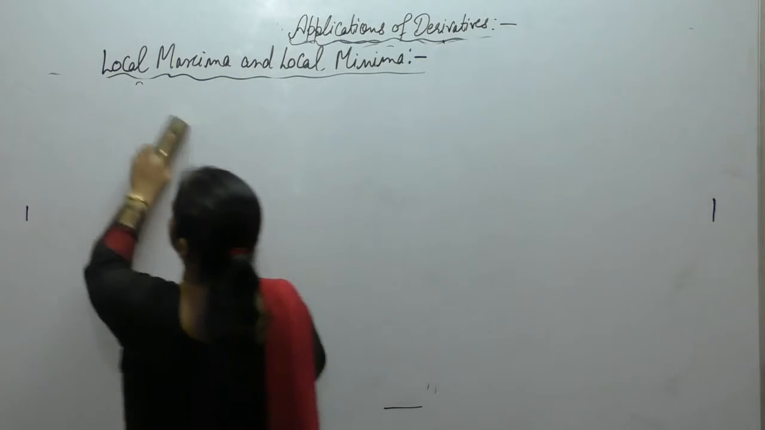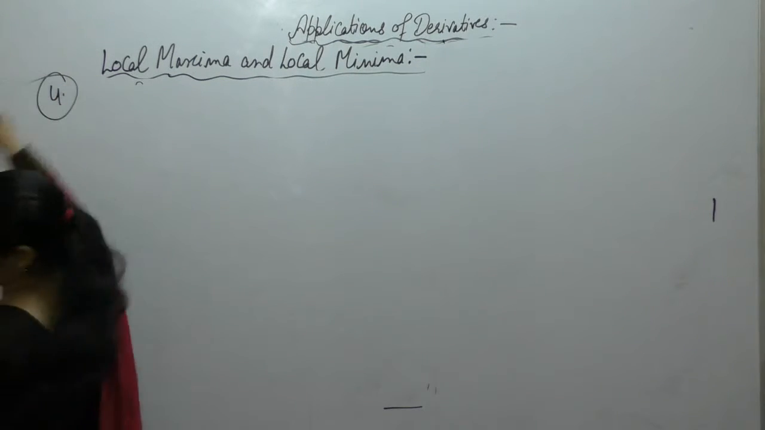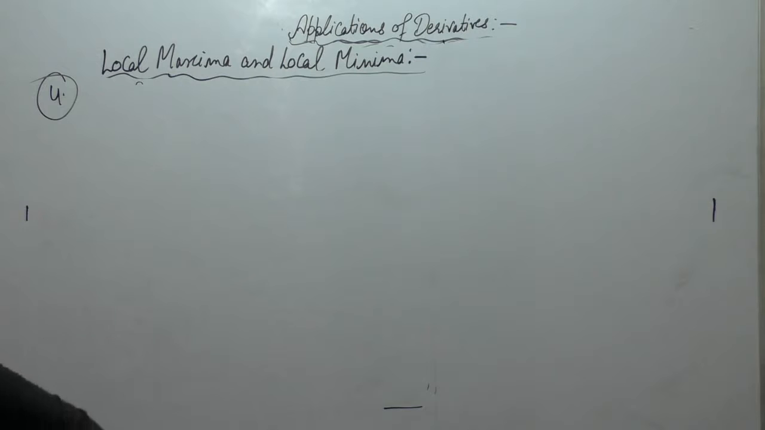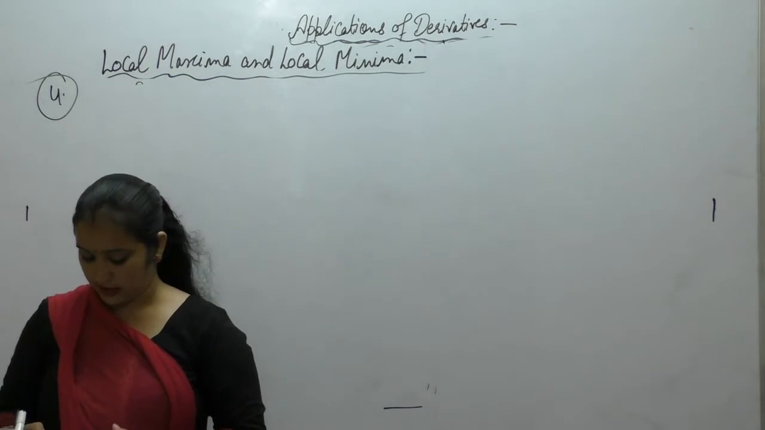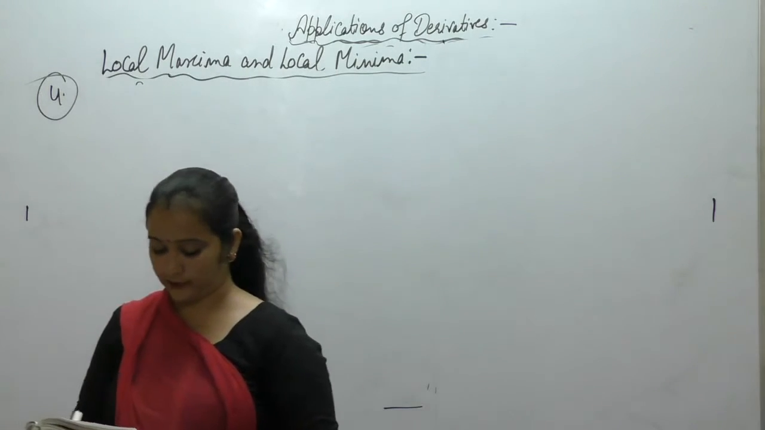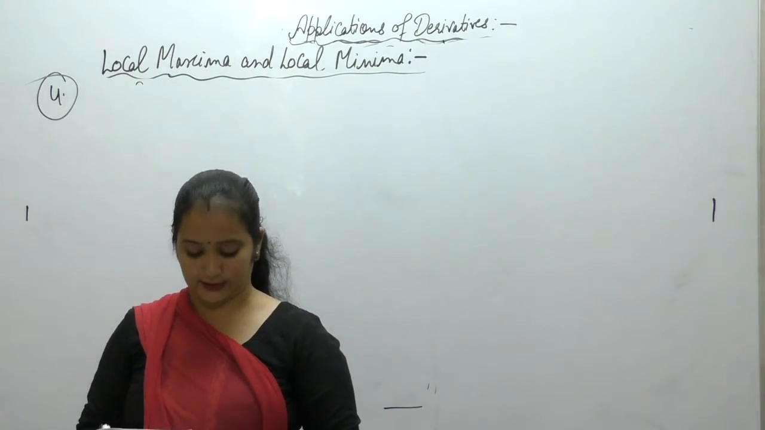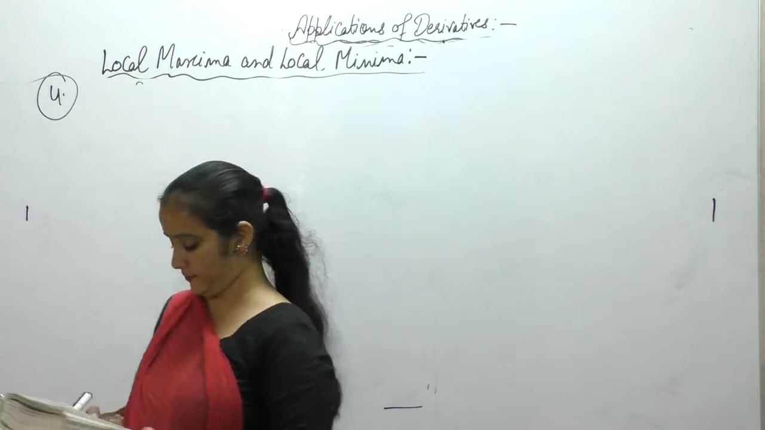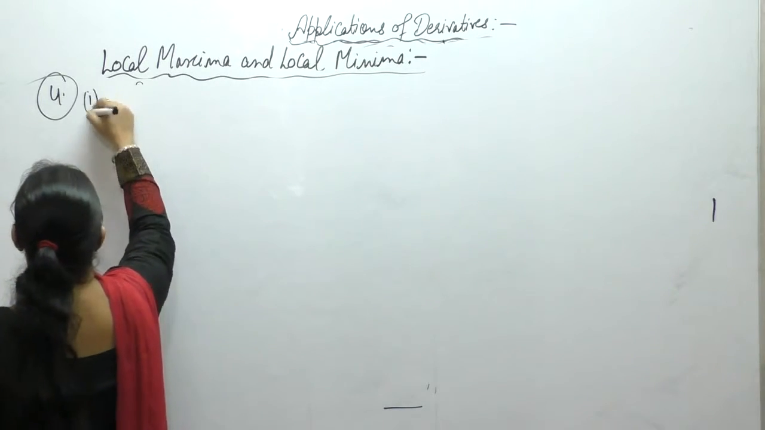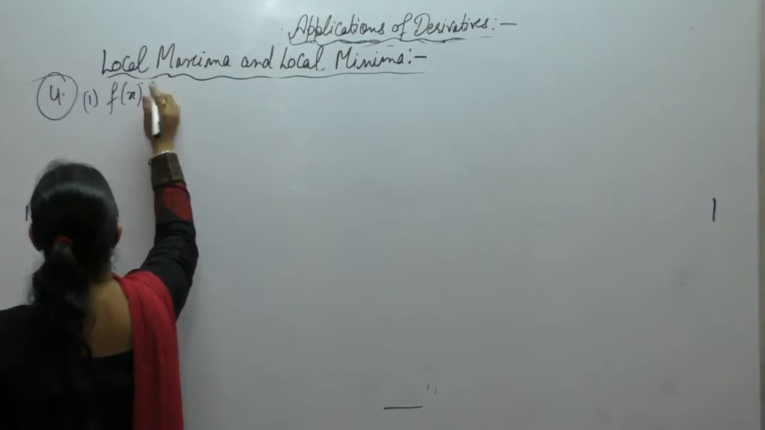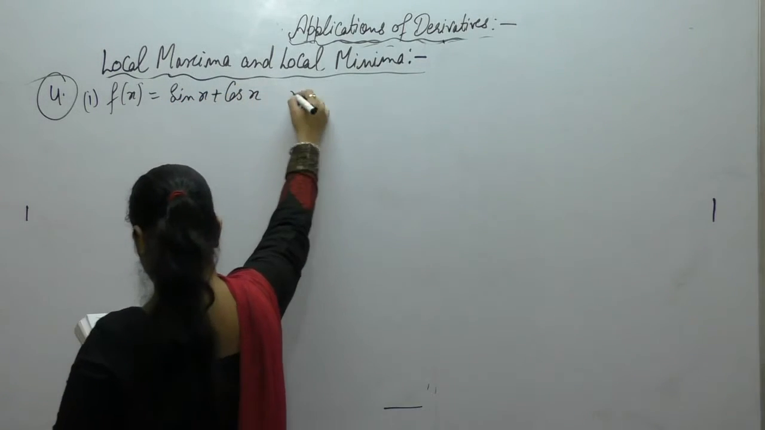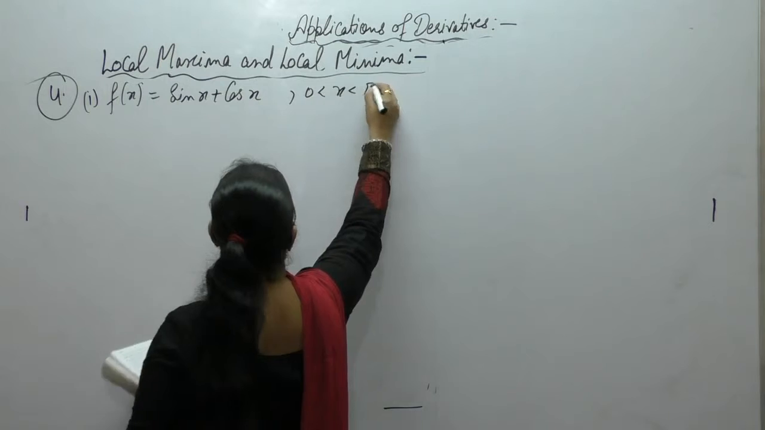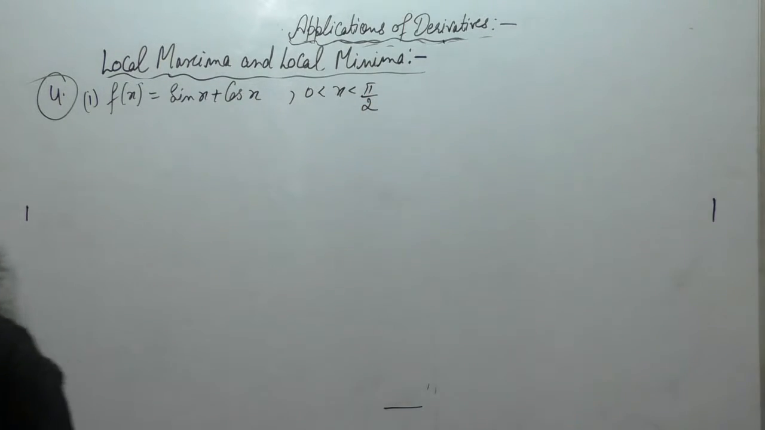Now the next question. Find the points of local maxima or local minima, if any, of the following functions. Find also the local maximum or local minimum values. First part: f(x) = sin x + cos x, where 0 is less than x, less than π/2.